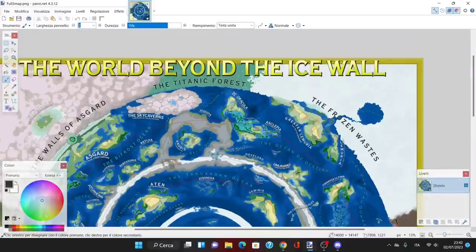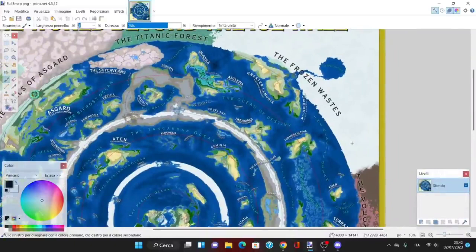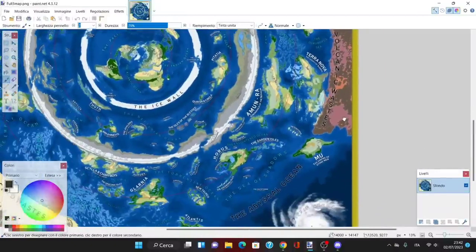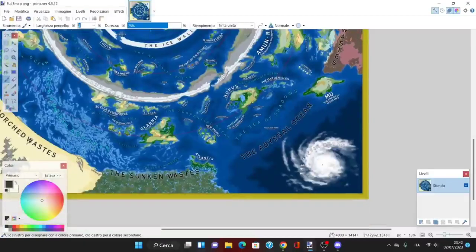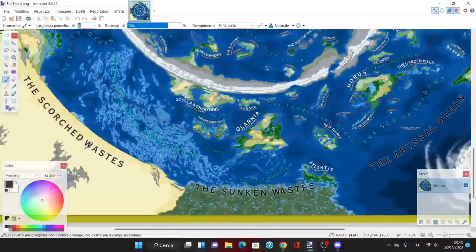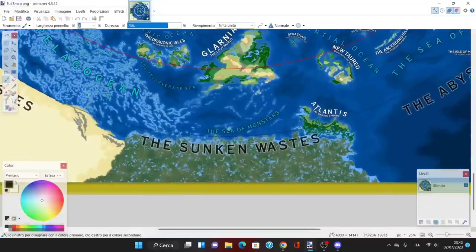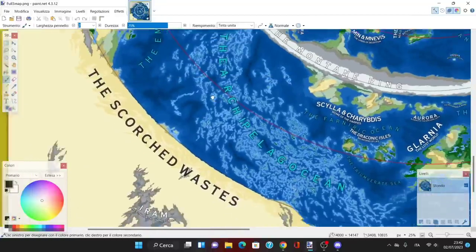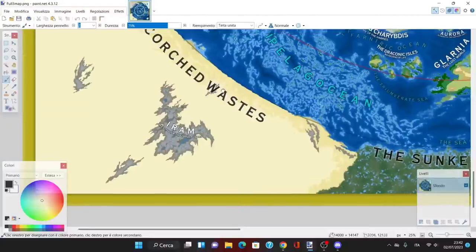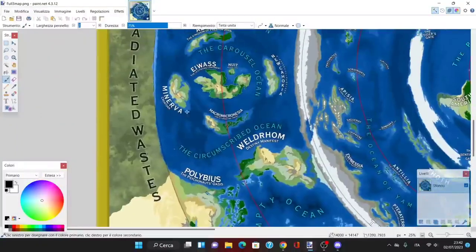We have the Titanic Forests, so literally a forest, then the frozen wastes, so once again kind of like the ice walls. The volcanic wastes, so even volcanoes. The Typhon Storm, so storms, abyssal ocean, sunken wastes. You can see here it appears to be some kind of marshland. Then we have even the scorched wastes, so deserts, with even the land of Iram. Not Iran, not the same thing. City of 1,000 pillars. More things to get into in the next episodes.